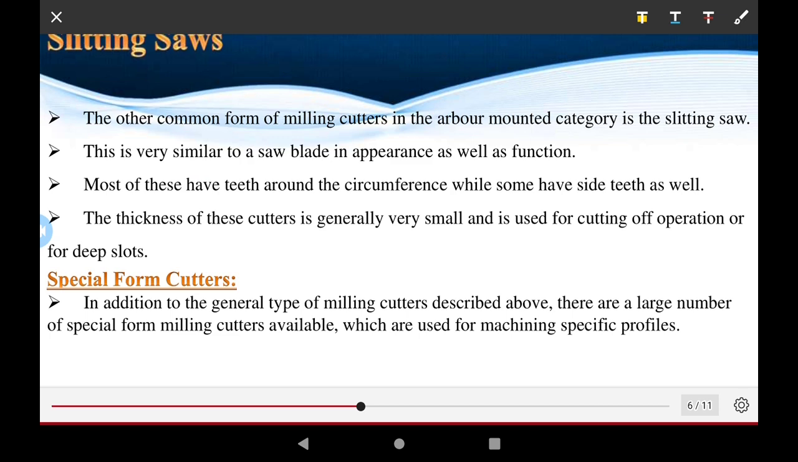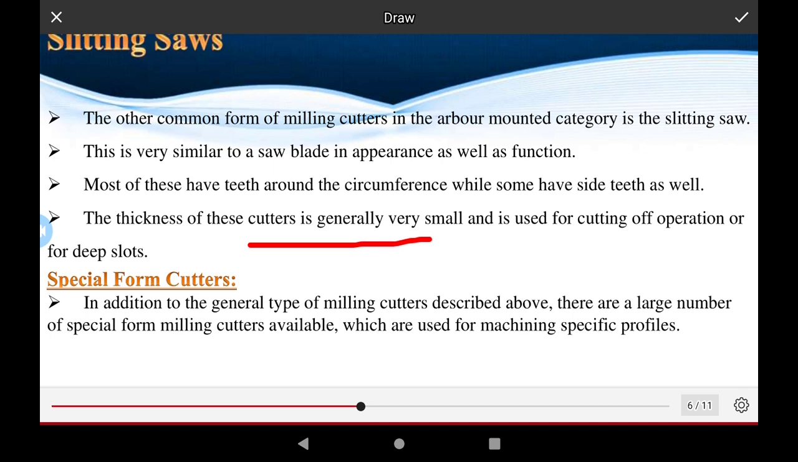Some of the cutters used for the machines are saws. Okay, the rod cutting, and some welding operations you will see, the cutting for the rod. Some of the blades are thin forms of the tools used for milling. Okay, while some have side teeth as well, the thickness of these cutters is generally very small, used for cutting operations or for the depth of a slot.